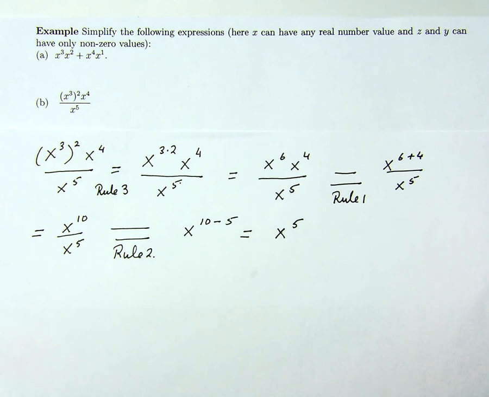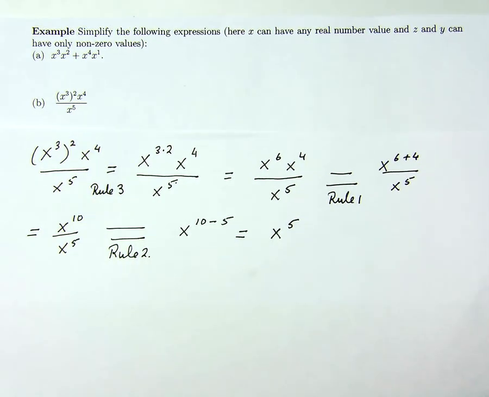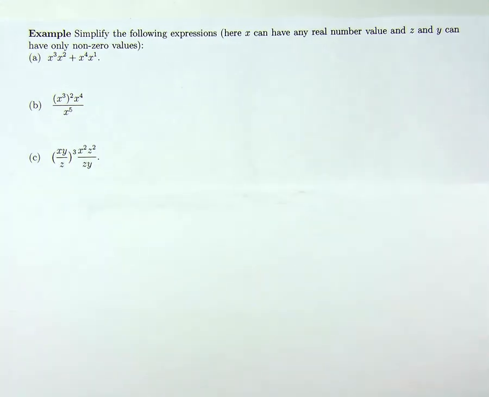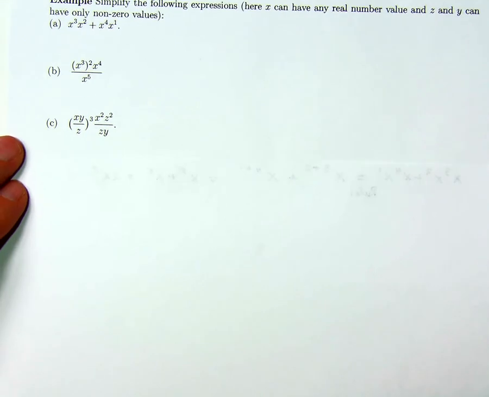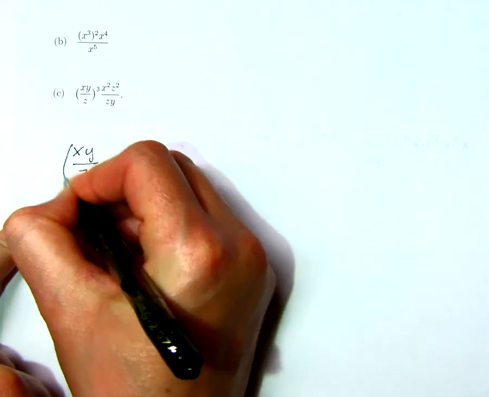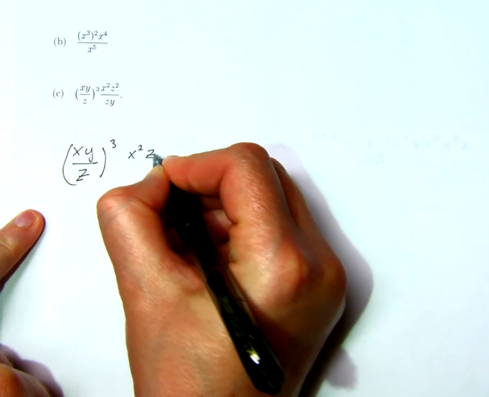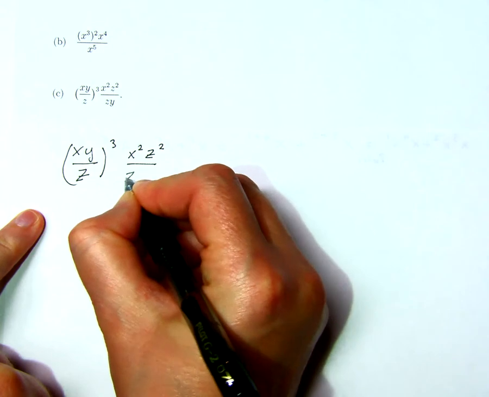So using all of our rules here, we get that this complicated looking thing boils down to x to the 5. Now, this next problem involves a number of variables, so that's our next step of generalization. And we have xy over z to the 3 times x squared times z squared over z times y.